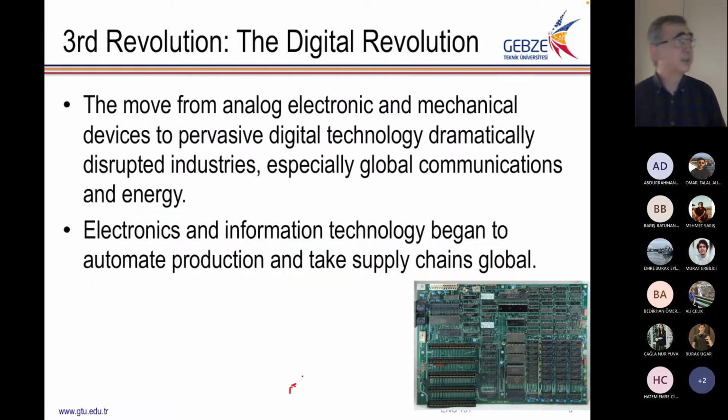That movement from analog to digital technology dramatically changed industries, especially telecommunications and the internet. The internet is a telecommunication industry. So the digital revolution enabled digital communication. Digital communication allowed the internet. Electronics and information technology began to automate production and take supply chains global.